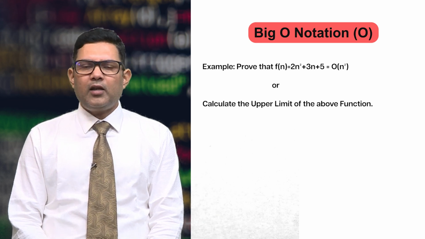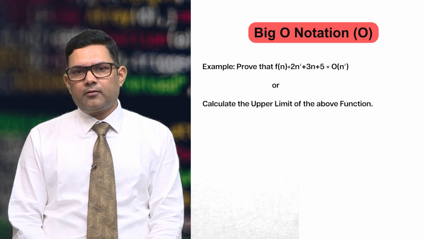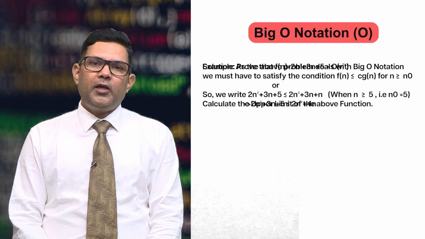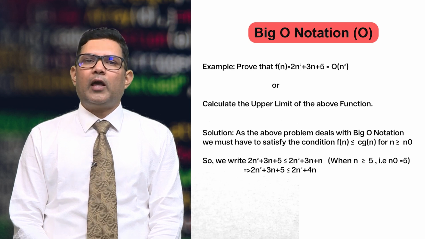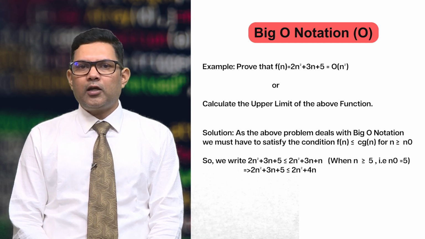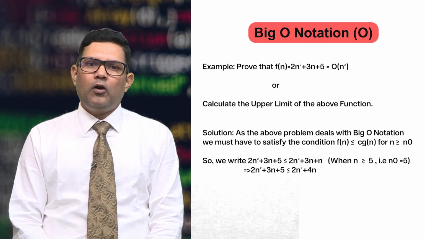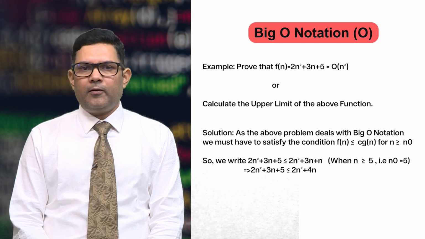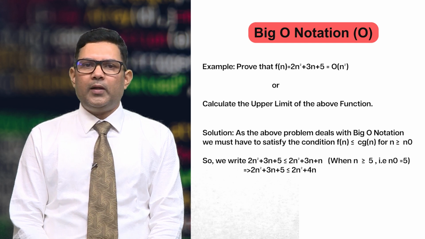So the solution is given, how we can prove that f of n is equal to big O of n square. As we know for the big O notation, the condition is that we have to check the value of f of n is less than or equal to c into g of n for all n greater than or equal to n naught. That means we have to find out the value of n naught so that we can prove with the value of n that after this point the value of f of n will be less than or equal to c into g of n. So the equation we can define as 2n square plus 3n plus 5 will be less than or equal to 2n square plus 3n plus n.